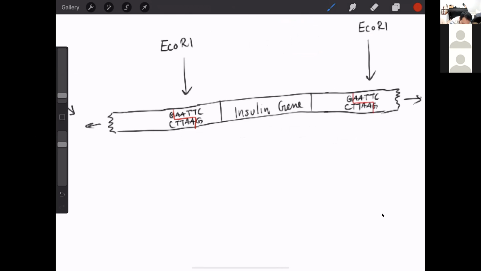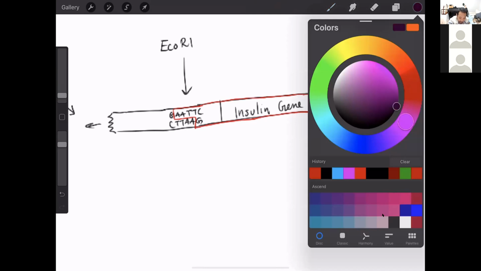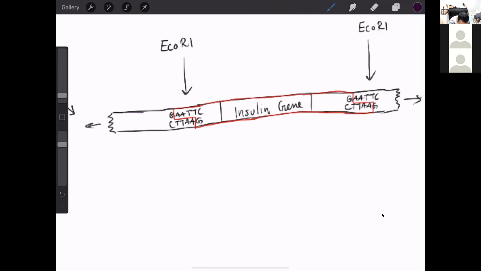Okay, so what we have after we cut this insulin gene is a fragment of DNA that looks something like that. Does that make sense to you? And then of course, the other side would have something like this over here, but that's going to be thrown out. So who cares really about the remaining part? So that's what we have.